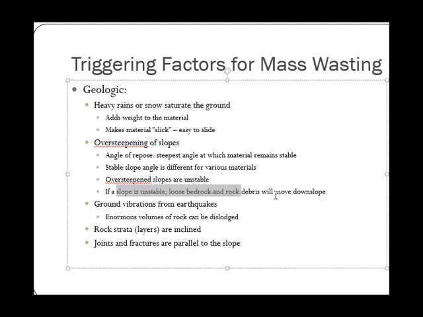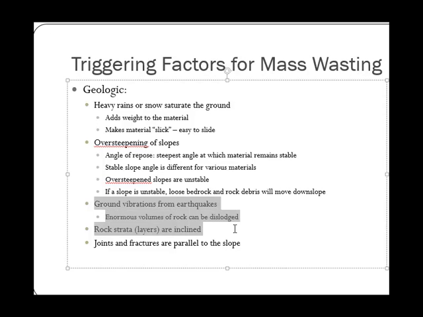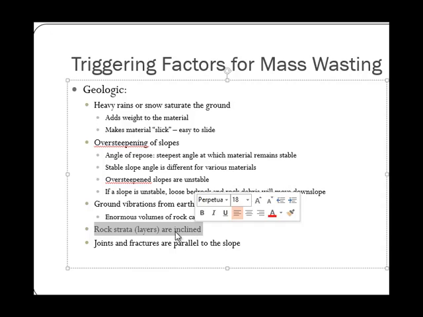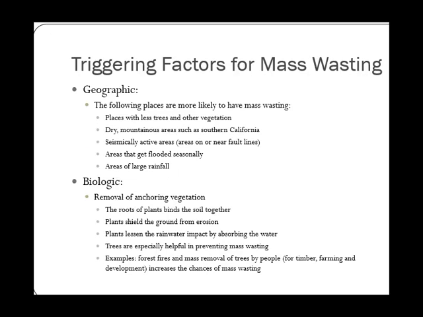Okay, if a slope is unstable, loose bedrock will cause a downslope movement. It could be by creeping or solifluction, whatever that word was, or of course it could be through slump or avalanches. It could be ground vibrations from earthquakes. It could also happen when layers are inclined, which means they're on a hill, etc. So again, these are all things that can cause mass wasting.